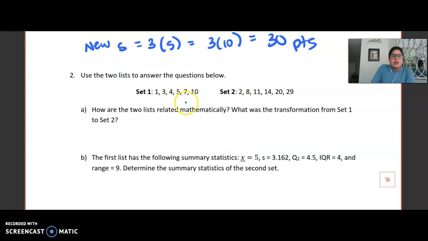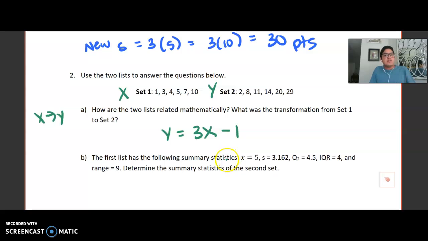So I'm going to go ahead and call set 1 X, and set 2 Y. And don't worry, the AP exam is going to give you the transformation most times, so you're not going to need to worry about identifying it. So I need to transform X to Y. So I'm going to say that Y equals 3X minus 1. That's our transformation rule. And if I substitute in, 10 times 3 is 30, 30 minus 1 is, you guessed it, 29.